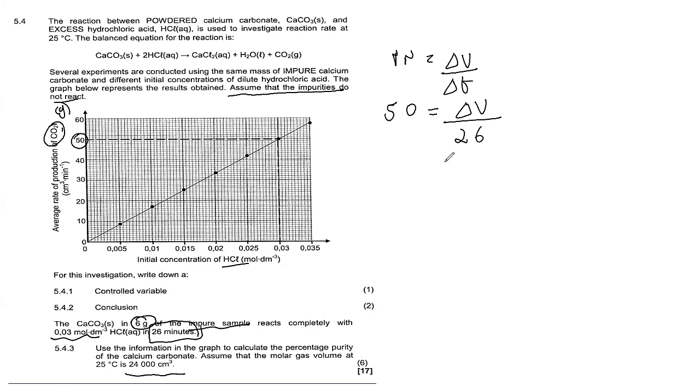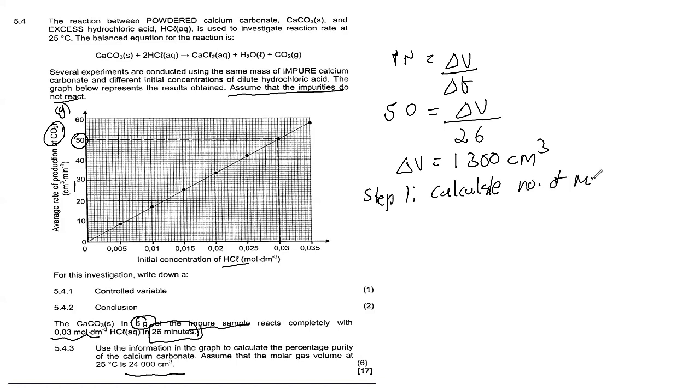Now, if we cross multiply to find our change in volume, we will say 50 multiplied by 26. That will give us our change in volume is 1,300 centimeter cube. Remember, it is given in centimeter cube. Now, we can use this one here to calculate. So now that we have the change in volume, we can start with our stoichiometric step, which is step number 1, to obviously calculate the number of moles. So calculate number of moles. Now we have the change in volume, and then we know that the gas is always produced at STP.